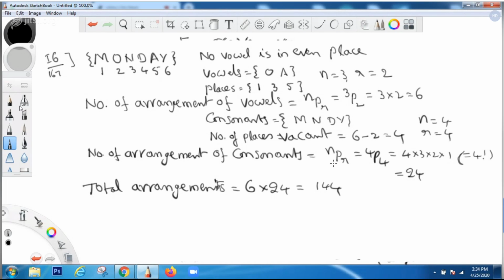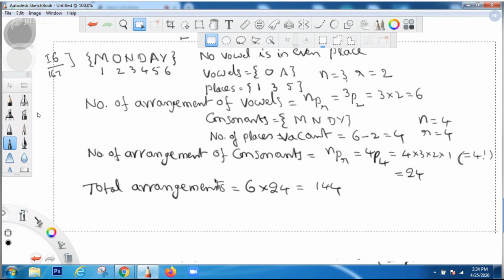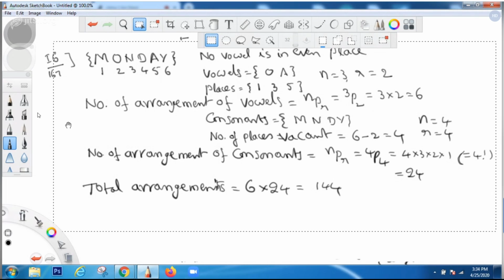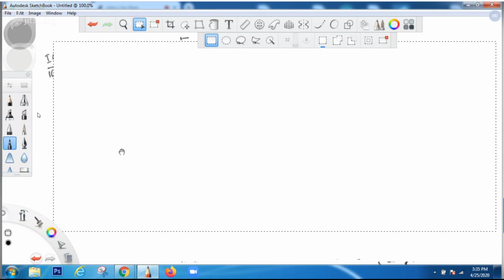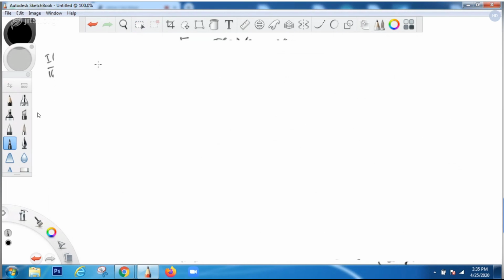So 144 ways we can arrange. Note this down. These questions have been asked in the examinations for all competitive exams, and at the same time for intermediate. In either way they will be asked, so we should practice them thoroughly. Now, the sixth question is over. Seventh question.